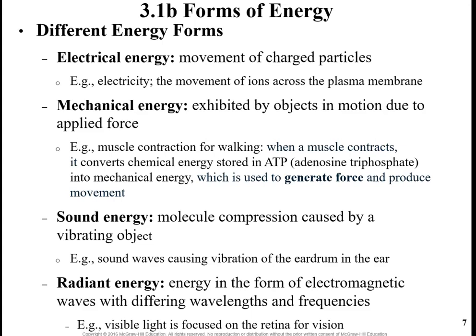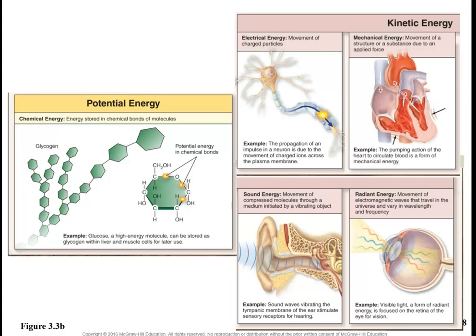Sound energy, this is molecular compression caused by a vibrating object. So sound waves causing vibration of the eardrum. And then radiant energy, energy in the form of electromagnetic waves with differing wavelengths and frequencies. So, for example, visible light focused on the retina. These are just the examples out of your book.